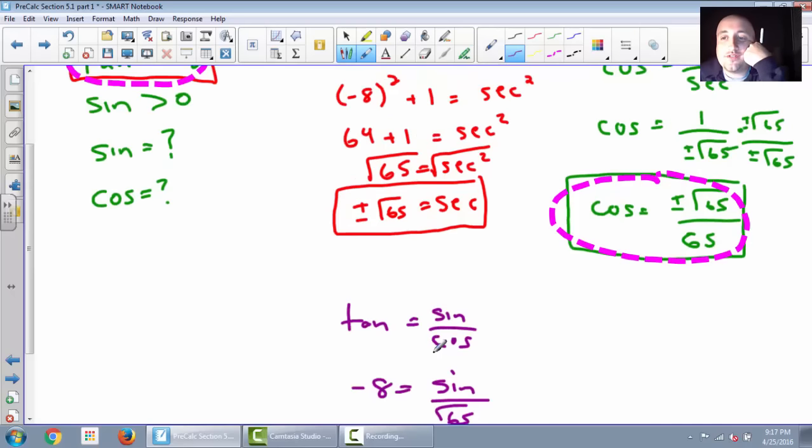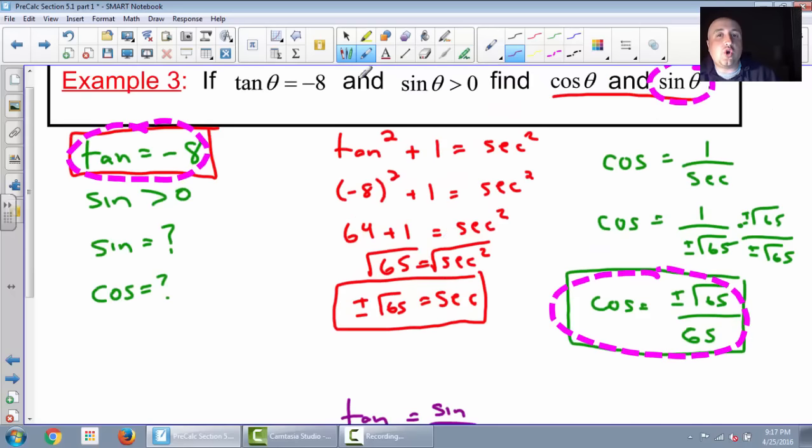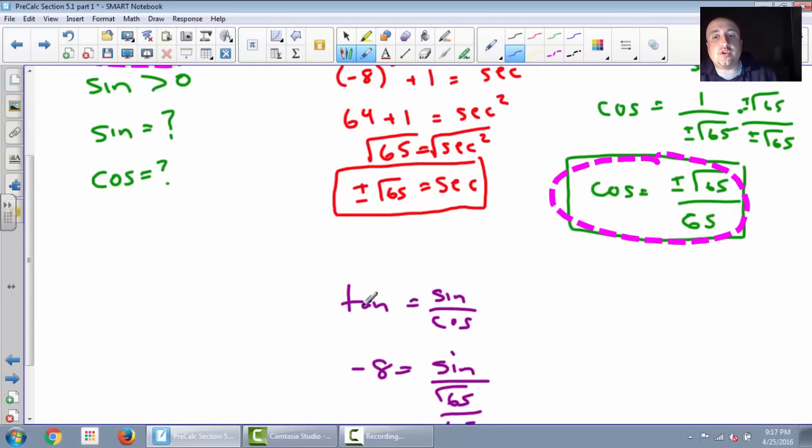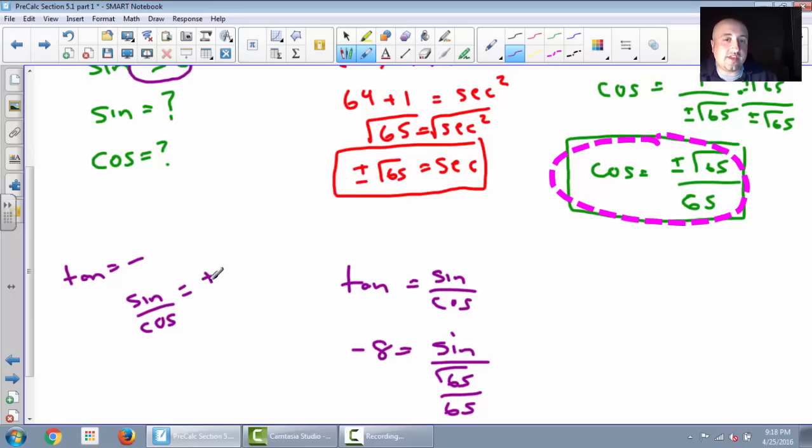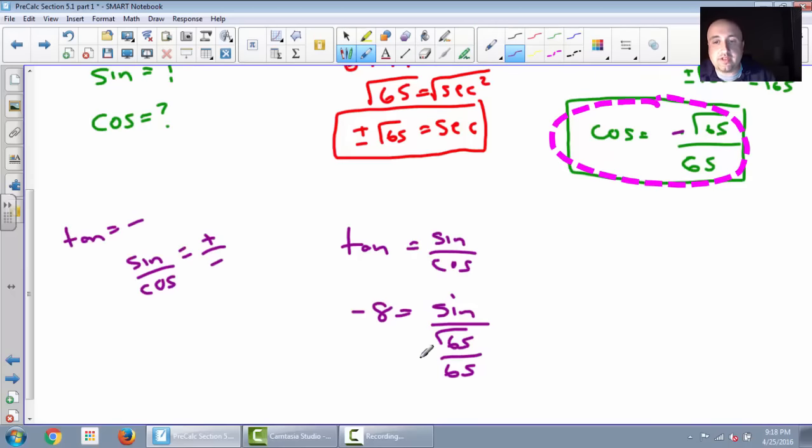Now, let's figure out if this cosine is positive or negative. We know from the beginning of the problem that tangent is a negative answer. So if tangent is negative, and tangent is sine over cosine, what did they already tell us? They already told us that sine is bigger than 0, so sine is positive. So what does cosine need to equal if it's positive sine divided by cosine and the tangent has to be negative? Well, the cosine has to be negative. So over here, I'm going to get rid of this plus or minus and put a negative in front of it, because I know from what they give us that the cosine has to be negative.